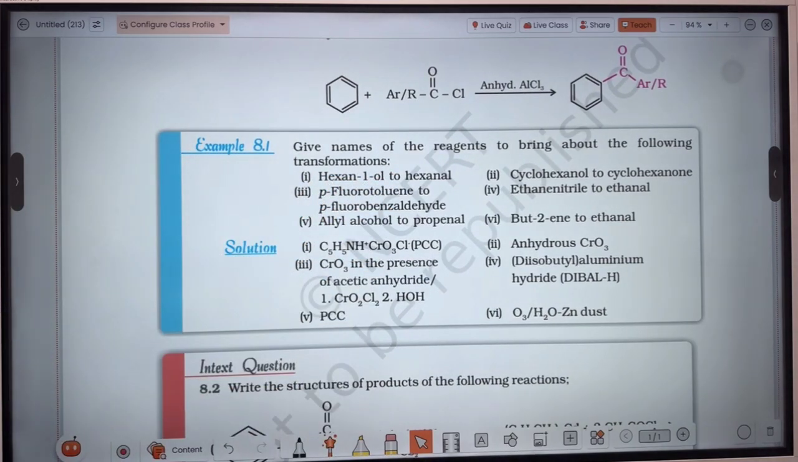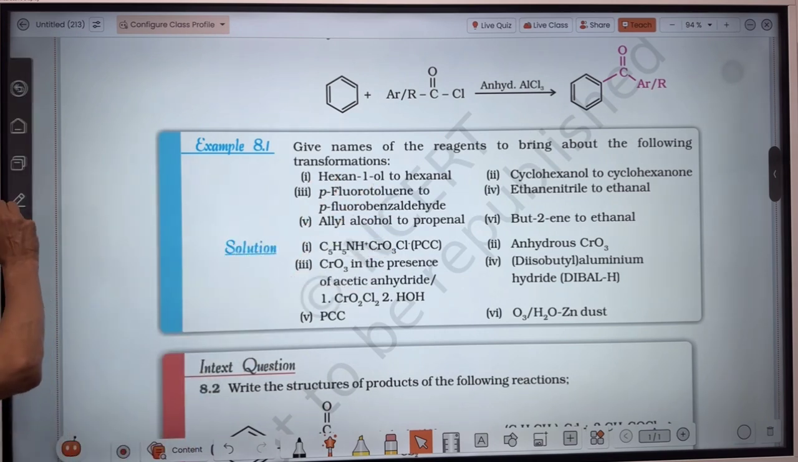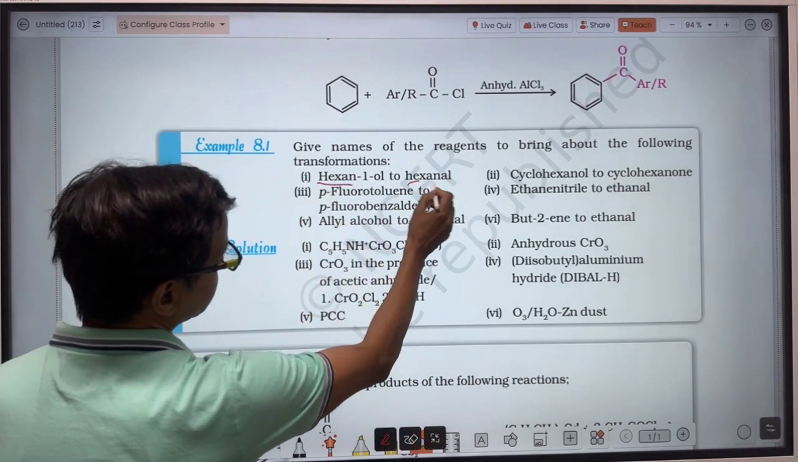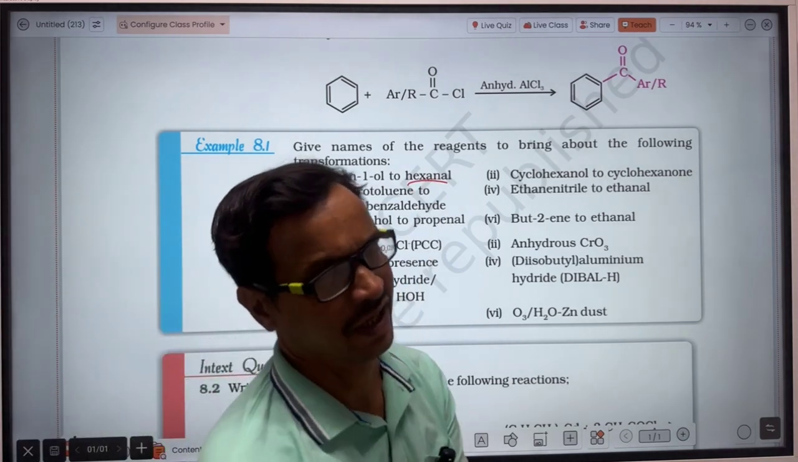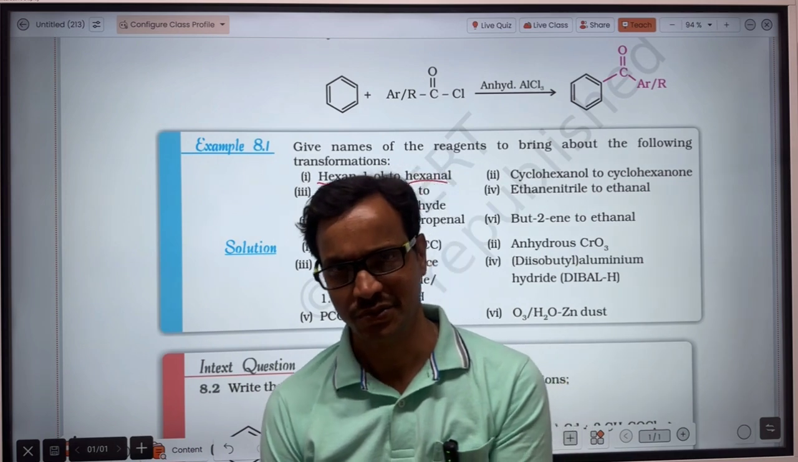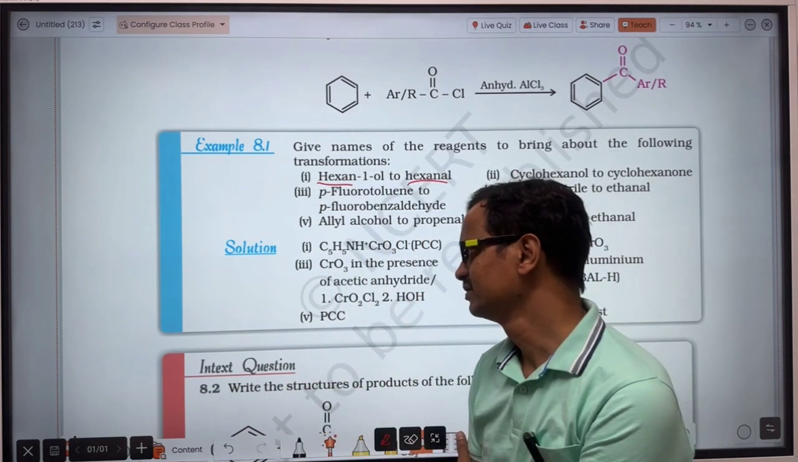You will have to write the following reagents to transform. Watch out here: hexanol to hexanal. So here, you will have to convert alcohol into aldehyde. So any mild oxidizing agent you can take.